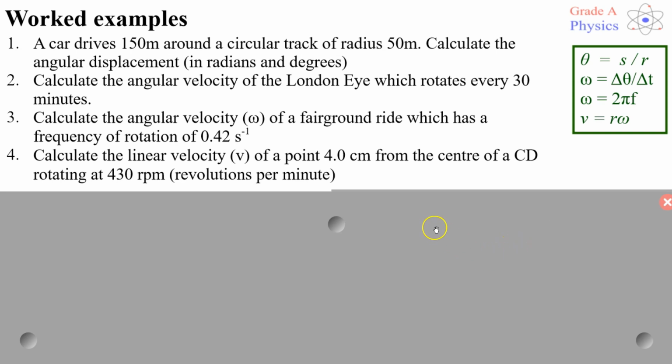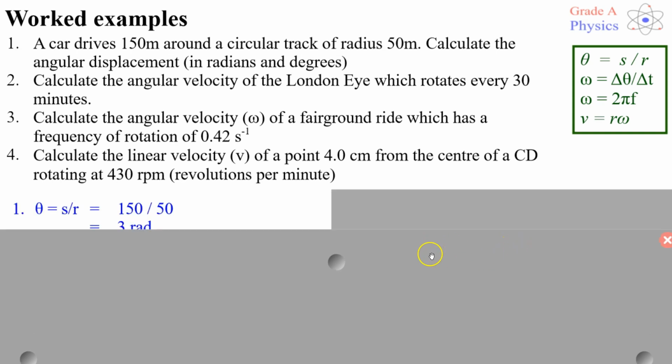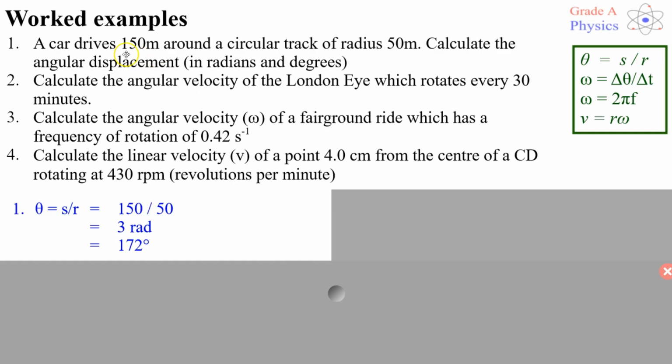And the answers are here. So let's have a look at the first one. Question 1 says we're given S, which is the distance, the arc length around the circular track. We're told the radius, and we're trying to find the angular displacement.